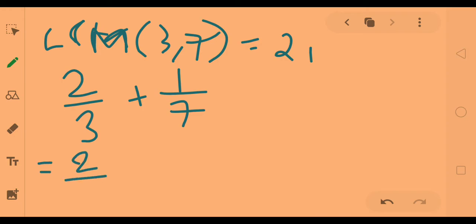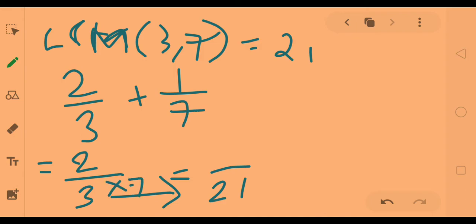For that, 2 by 3 is the first fraction. We need to get the denominator to be 21. For that, what number is multiplied with 3 to get 21? That is 3 into 7. So on the numerator also we multiply with 7. So 2 sevens are 14. So the equivalent fraction we obtain is 14 by 21.